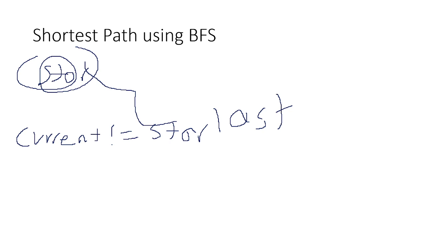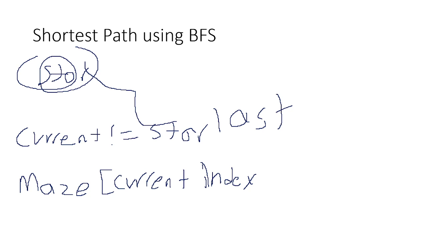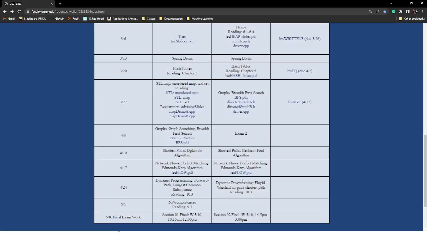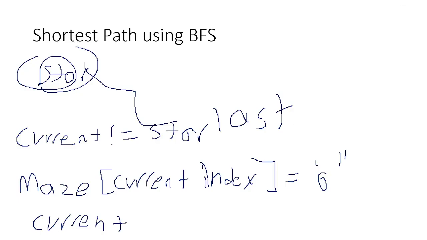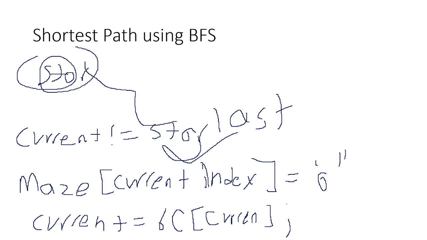And what I really like about having the current vertex is being able to do maze at the current index, and then we assign it to an O. And then we use our breadcrumbs of current. So similar to what he has in his code, where he just redeclares current as breadcrumbs of current. So this is kind of how the algorithm works. I really like this one where I'm keeping track of my current. You can do it a different way with the index, and this is my solution on how to do it, and then I just return the maze.